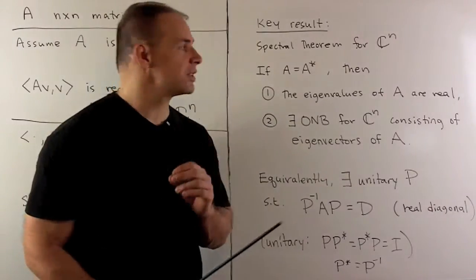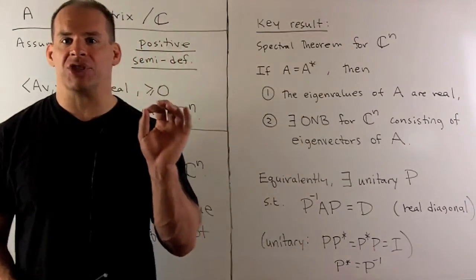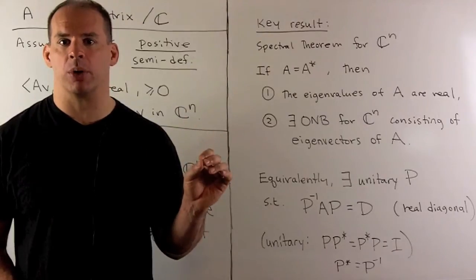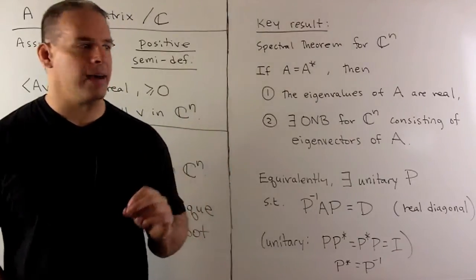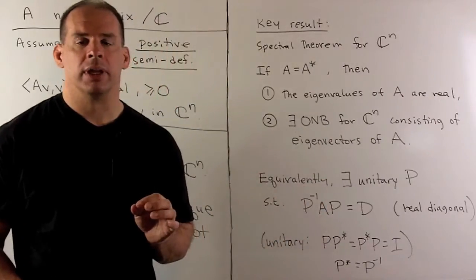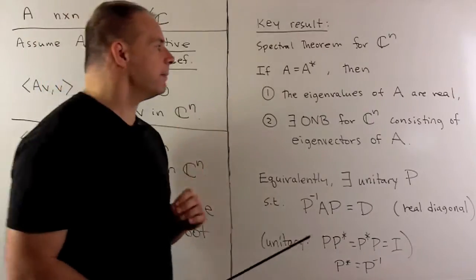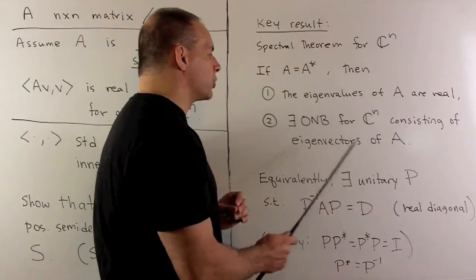So this states, if A is self-adjoint, so if A is equal to A star, where star is conjugate transpose, then the eigenvalues for A are real, and there exists an orthonormal basis for Cn consisting of eigenvectors for A.